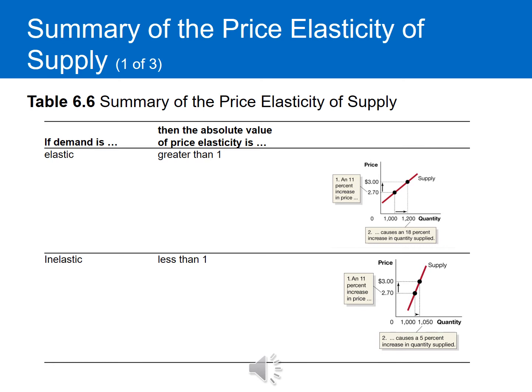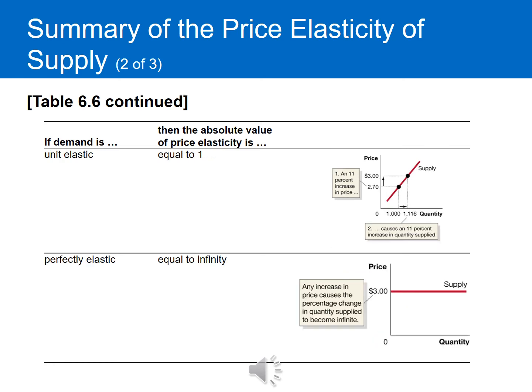On the other hand, we have inelastic price elasticity of supply. That's if the price elasticity of supply is less than 1. So an 11% increase in price is going to be associated with less than an 11% increase in the quantity supplied, which is shown at the figure on the right. So if there's a change in price, the change in the quantity supplied is going to be smaller than that change in price.